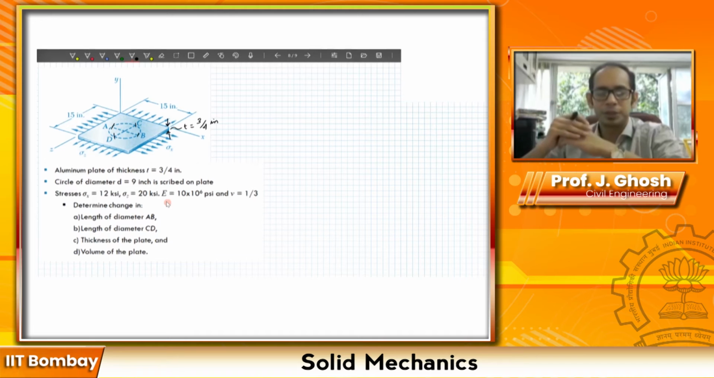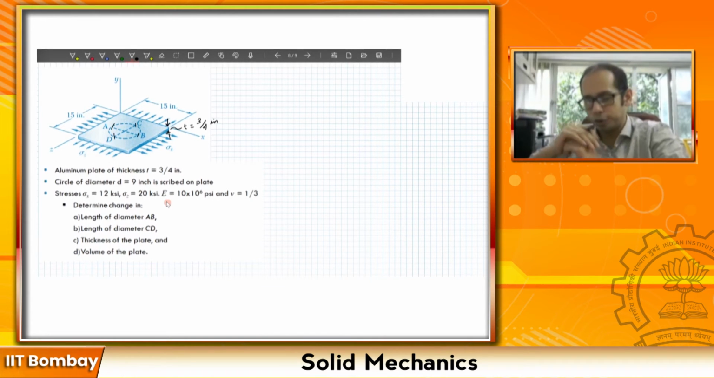And you're given information about the material of the plate in terms of the Young's modulus and the Poisson's ratio. So let's see what the problem asks us to find. The problem asks: what is the change in the length of the diameter along AB? As you see in this figure, AB is along the x direction, so we have to find the change in length of the diameter AB.